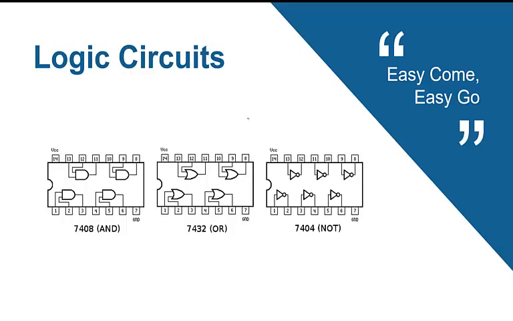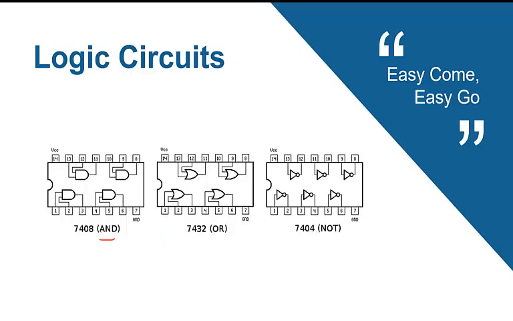When we are going to implement this in hardware, we are going to have three different ICs. The first IC is called AND, and will have this number on it, 7408. For OR it will be 7432. For NOT it will be 7404.